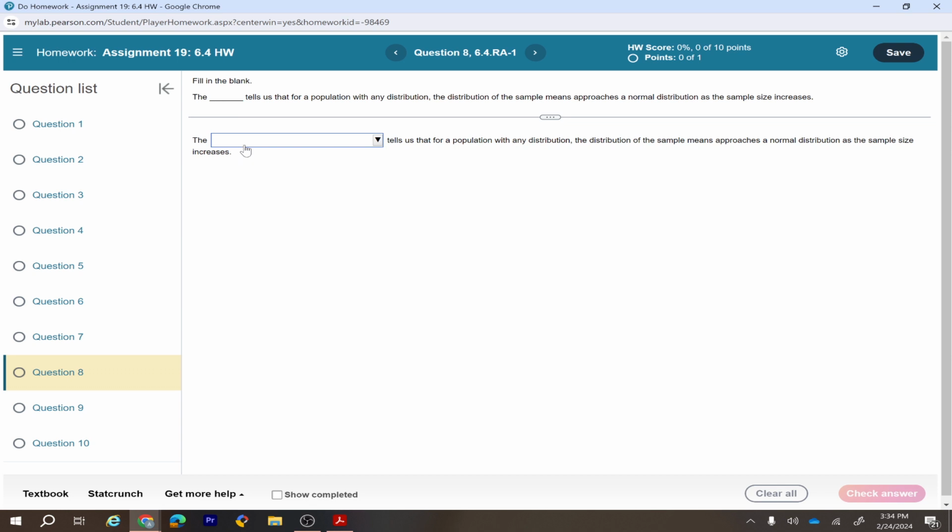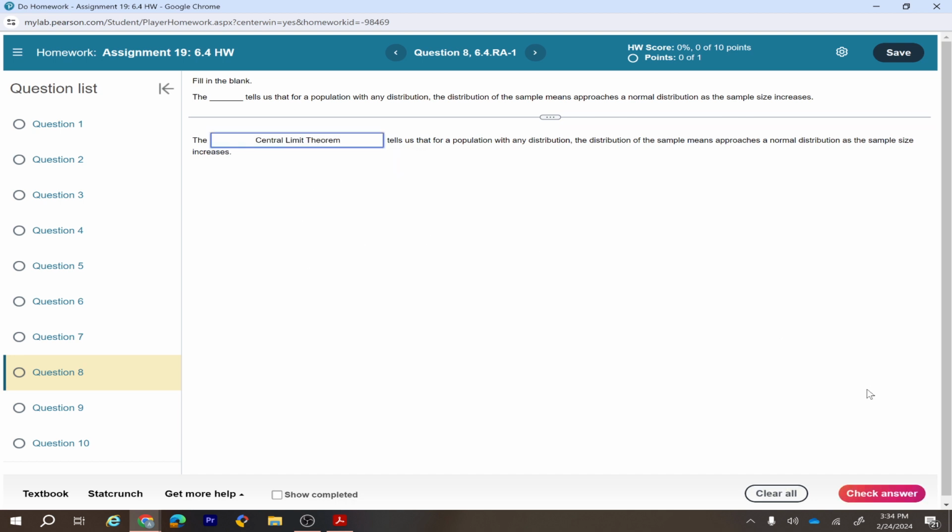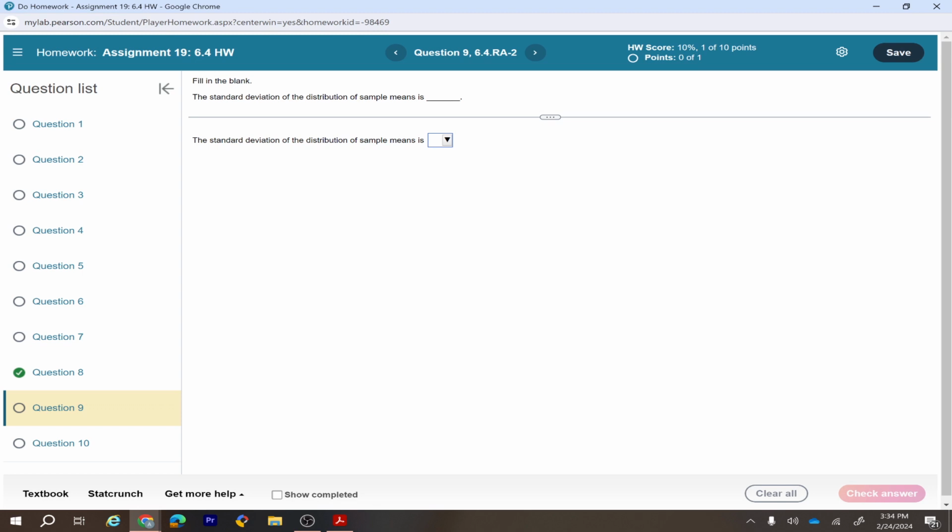Fill in the blank. The blank tells us that for a population with any distribution, the distribution of the sample means approaches the normal distribution as the sample size increases. What tells you that? That's the central limit theorem. The standard deviation of the distribution of sample means, that's the formula.